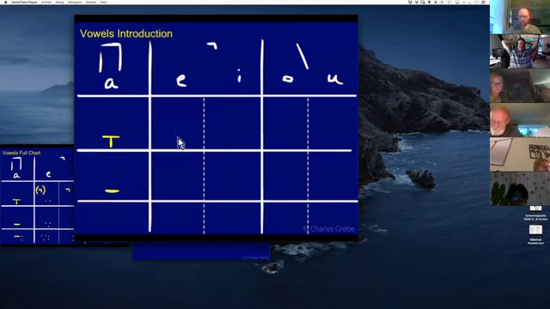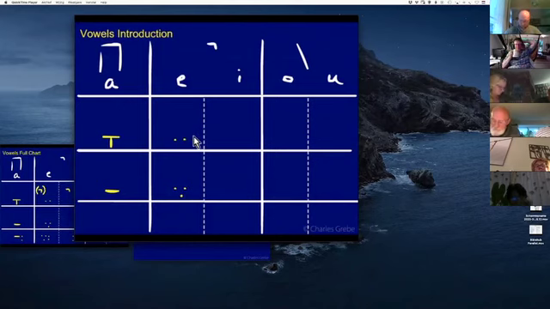The E vowels are tzere and segol. Our tzere is two dots. It's a long E, and it is pronounced A as in they, the English word they. And the short vowel, the segol, is pronounced E as in bet. Now the tzere, up here, will sometimes have a yud with it.